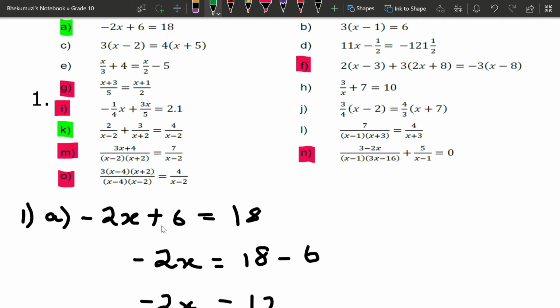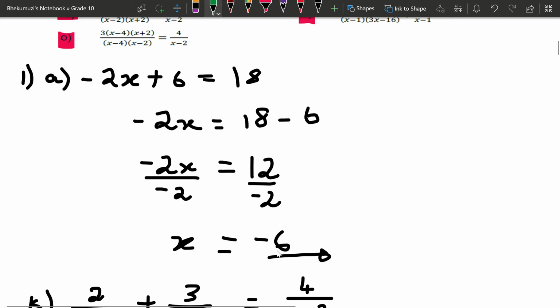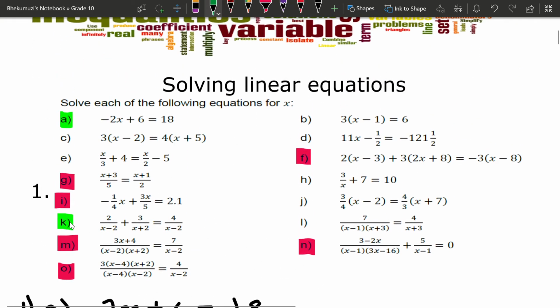So in actual fact, what you find is that it's 18 minus 6, and 18 minus 6 is 12. But because we are not solving for minus 2x, but we are solving for x, then we divide by minus 2. So it's minus 2x divided by minus 2 on both sides, and 12 divided by minus 2 just gives us minus 6, and that is our answer, right? So don't forget, this cancels out, and then we find the answer. So it was very straightforward. These are linear equations.